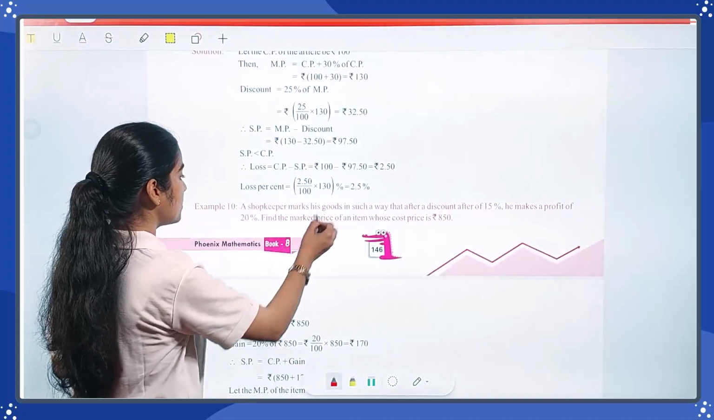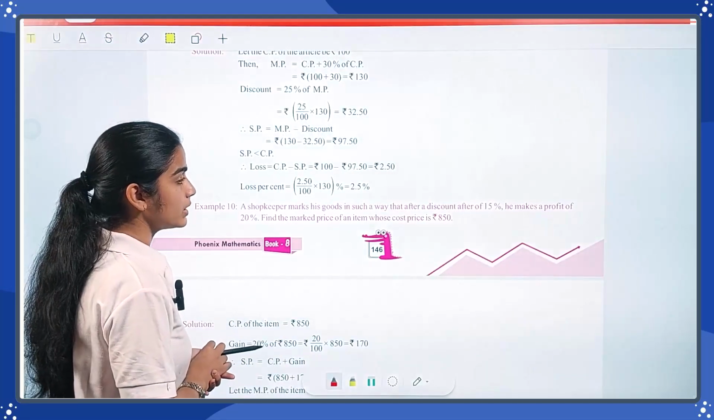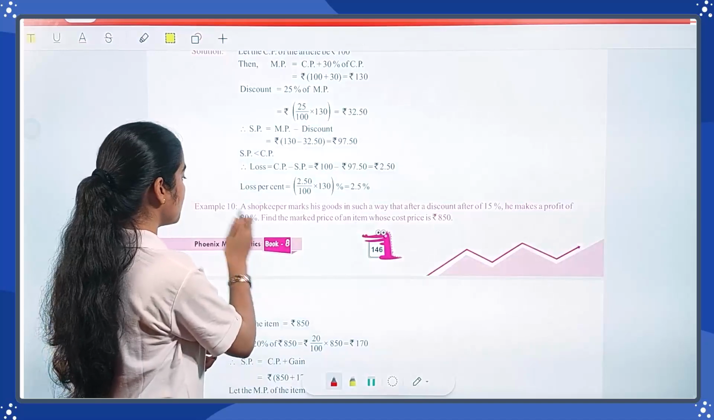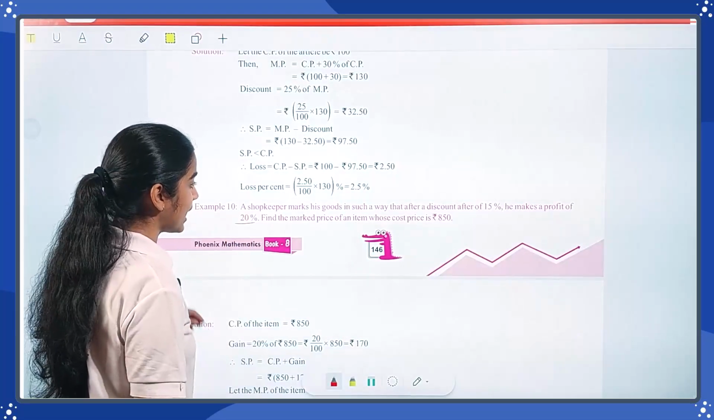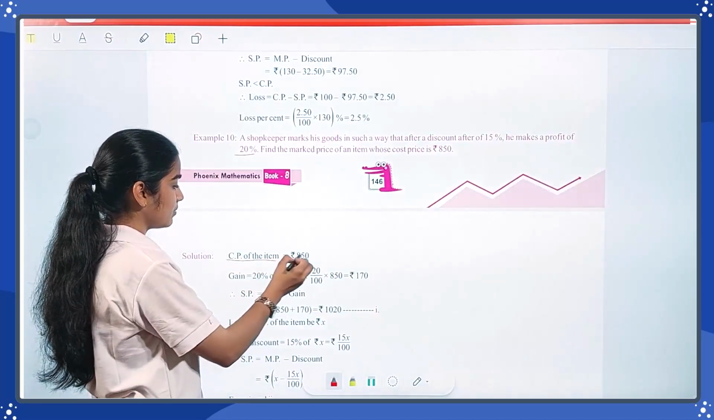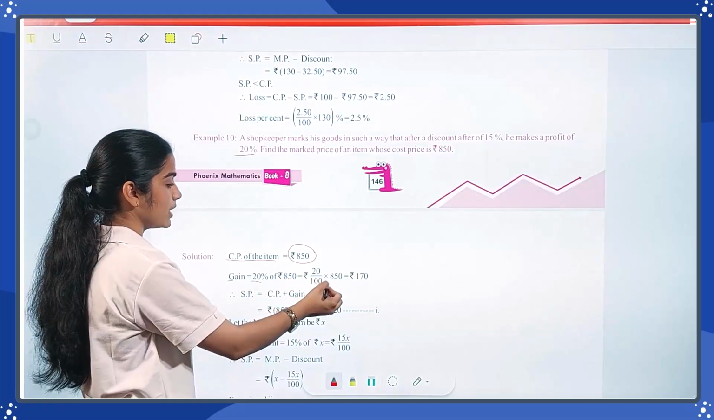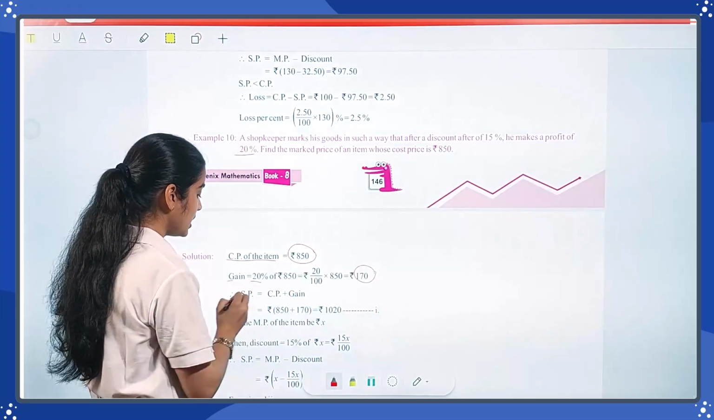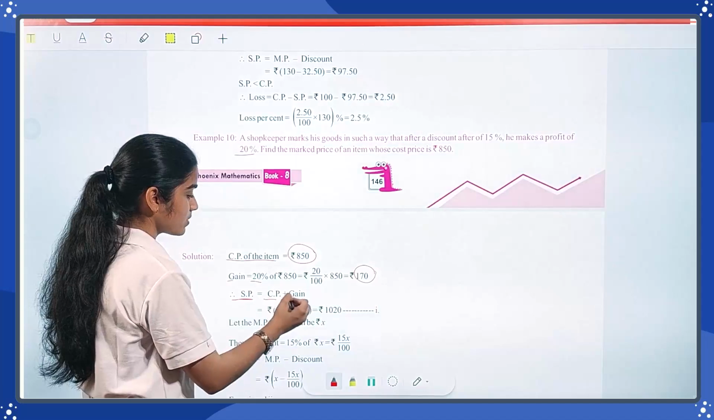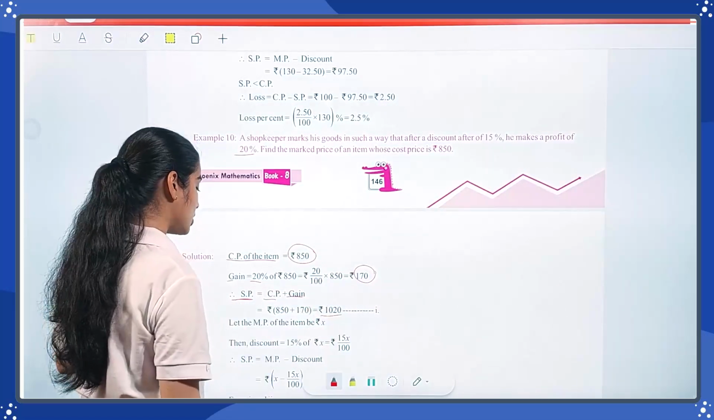A shopkeeper marks his goods in such a way that after a discount of 15% he makes a profit of 20%. Find the mark price of an item whose cost is 850. So we have the cost of the item, that is 850. Gain is 20%. So 20% of 850 is 170. Selling price is equal to cost price plus gain. So 850 plus 170 is 1020.